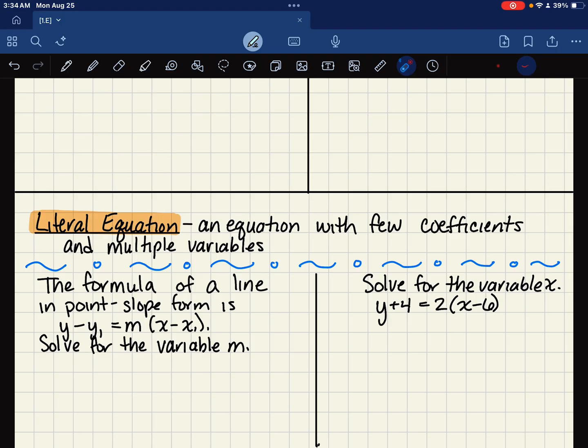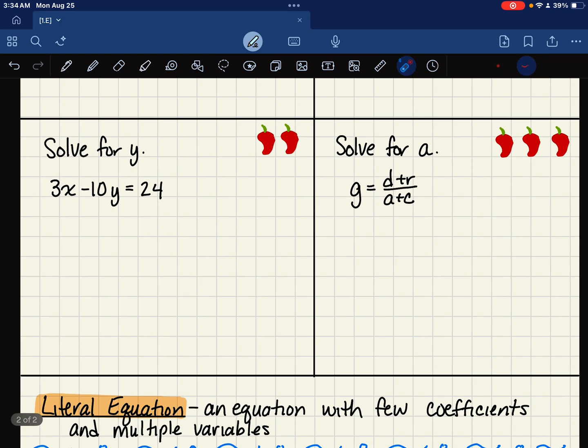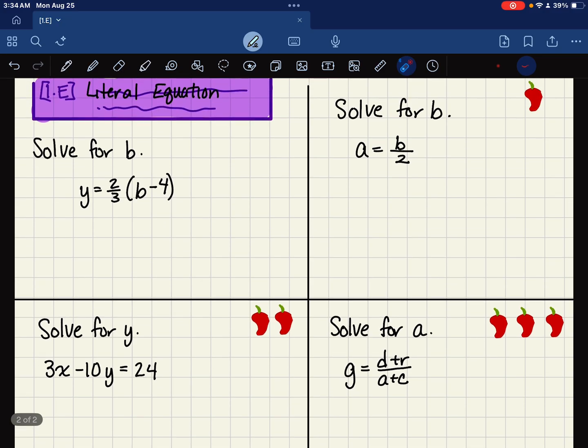And so these are examples of literal equations. Everything that you see here that has multiple letters in it. So with literal equations, we're not going to arrive at an answer that is a number. We're going to arrive at an answer that is an equation. It's going to seem a little strange for us.